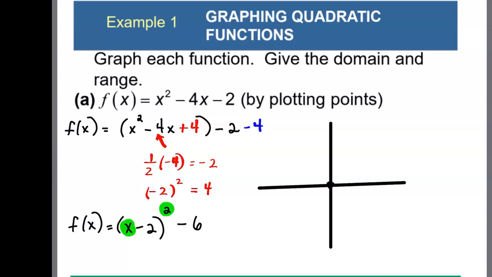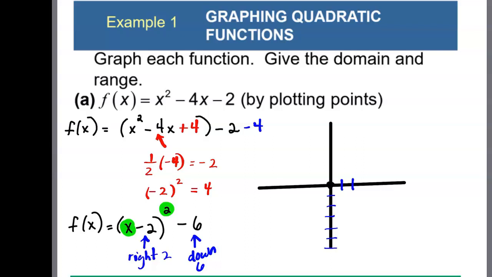So remember, if you're inside the parentheses and you add or subtract a value, you're going to move left or right. In this case, since it's a -2, that means we're going to shift it to the right 2. Okay. So that vertex is going to move right 2 from 0. This -6 here indicates a downward shift of 6. So we're going to move our graph down 6 units.